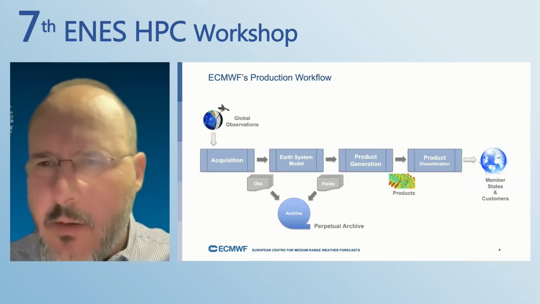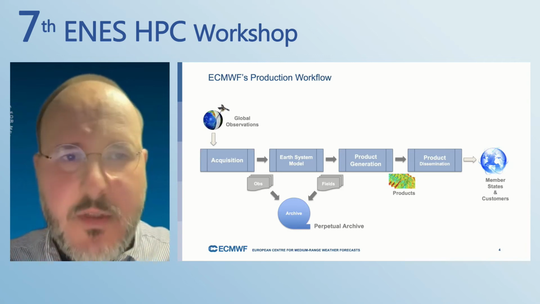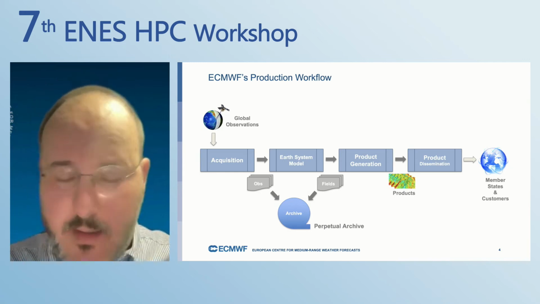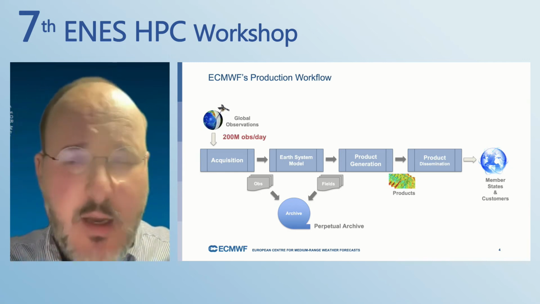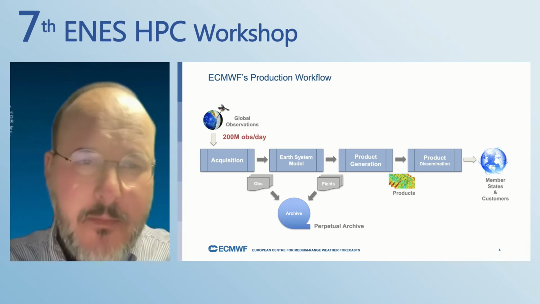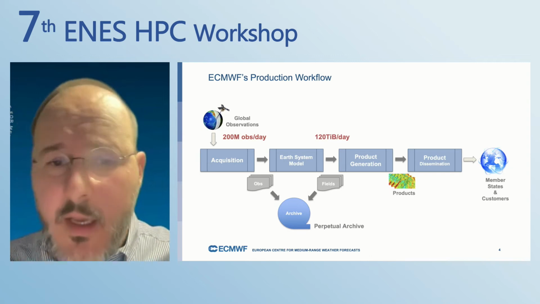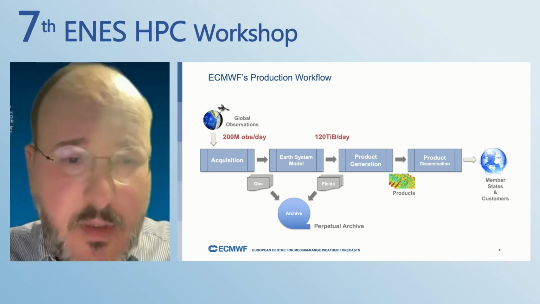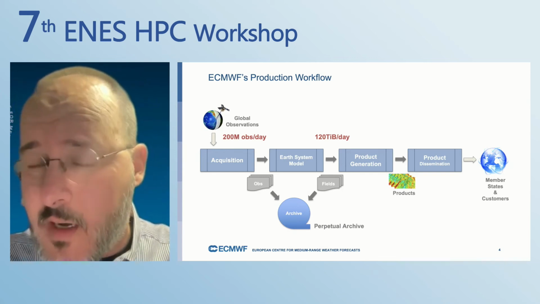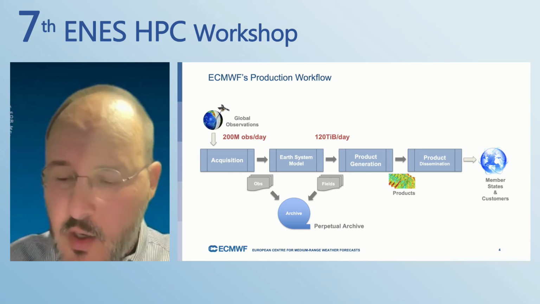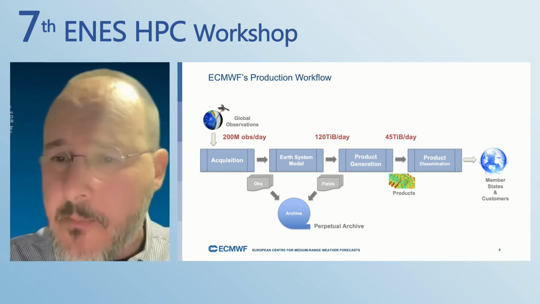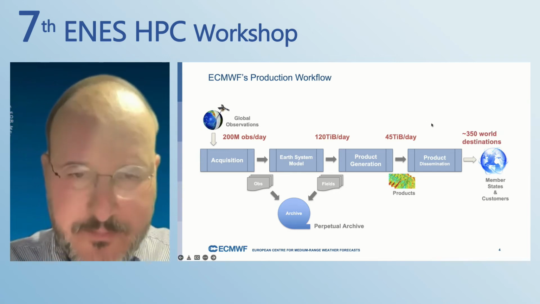So to help us understand that, I will very quickly show you what entails ECMWF, the production workflow, and what we do at scale. So we get observations every day from satellites and all over the world, roughly 200 million observations per day. We ingest that into our system model. When the IFS, which is our model, runs and finishes, we have roughly produced 120 terabytes per day of raw data, of which we then process for user-defined products around 45 terabytes per day. And then we disseminate that all over the world.